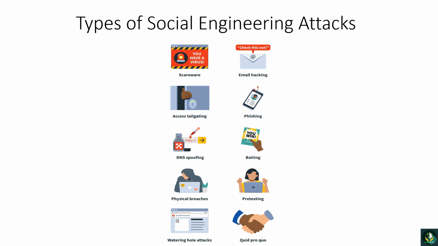DNS spoofing, also known as cache poisoning. DNS spoofing is when a browser is manipulated so that online users are redirected to a malicious website bent on stealing sensitive information. In other words, DNS spoofing is when your cache is poisoned with malicious redirects. So let me give you an example.